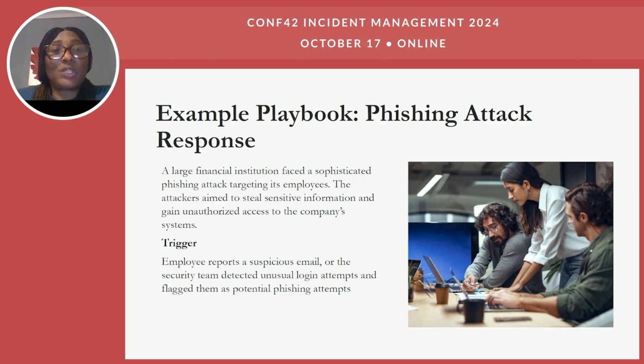Remember the first thing we said, trigger, which is the initiating condition. The employee reports a suspicious email, or the security team detects an unusual login attempt and flags it as a potential phishing attempt. So this is a trigger. The employee reports a suspicious email, or the security team is able to detect it using automated tools. Now, we'll go to how this can be built into the NIST incident response plan.